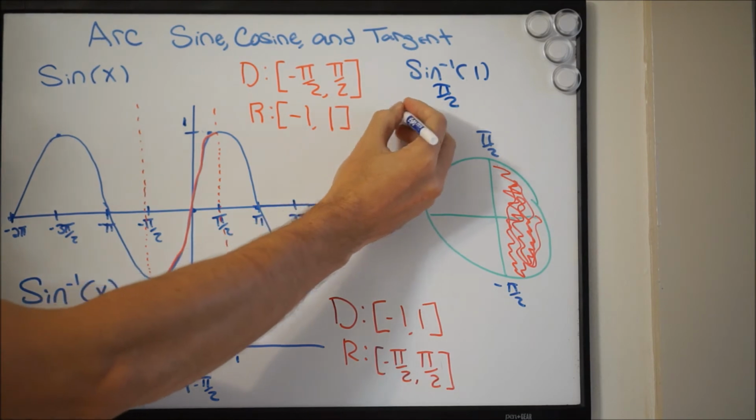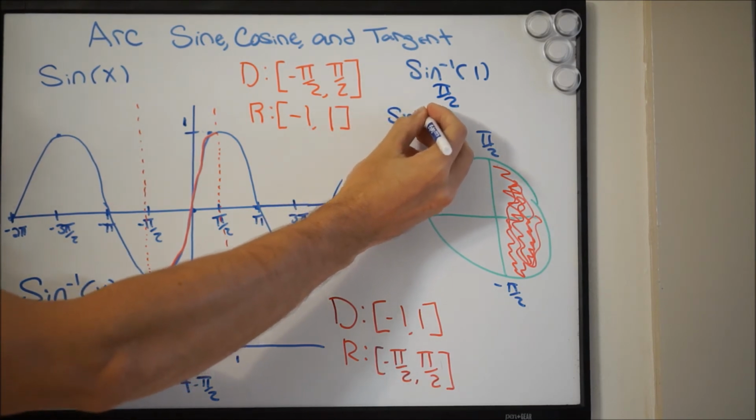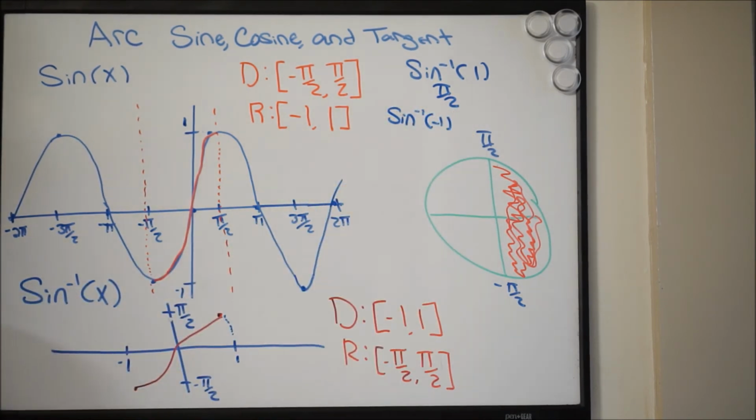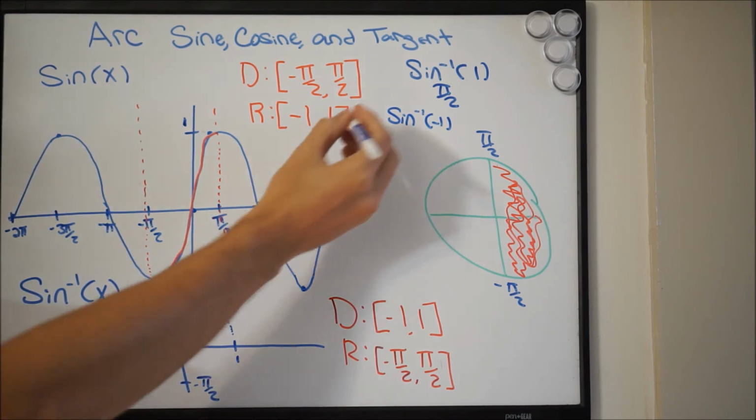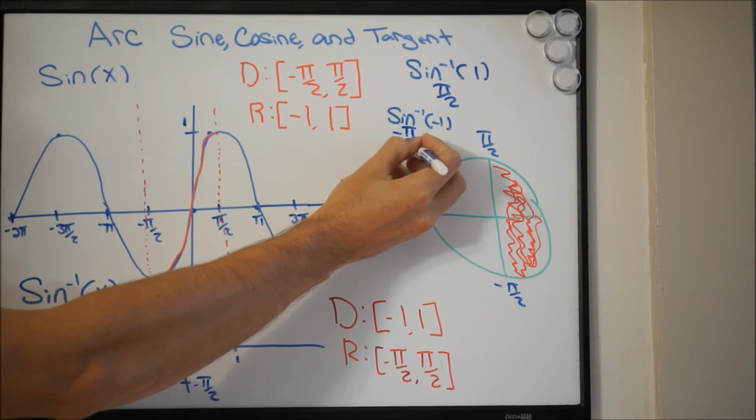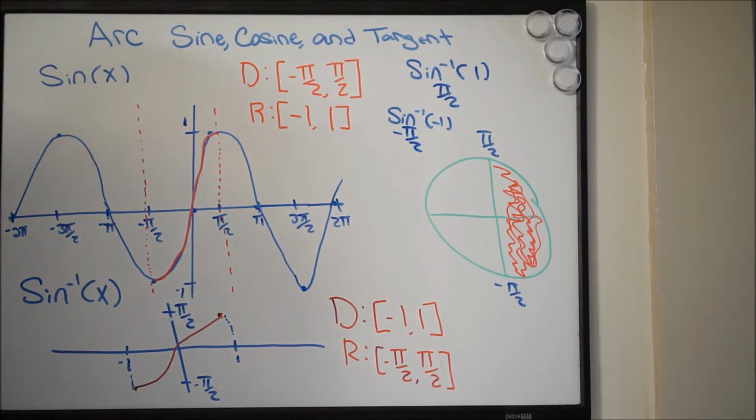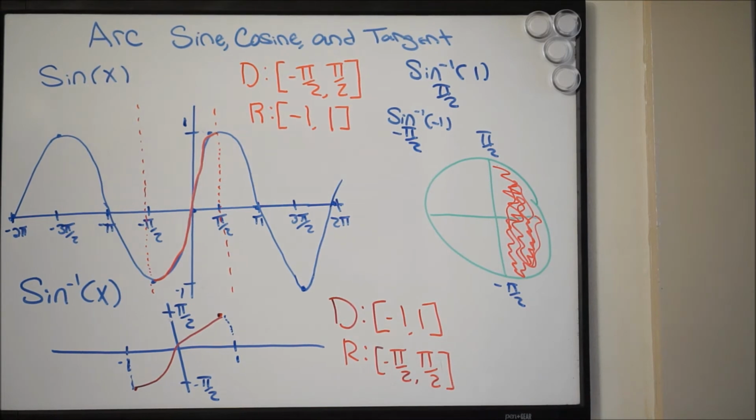Well, do it in reverse. What is arc sine of negative 1? So again, let's try it over here. Negative 1. Oh, negative pi over 2. Okay, so that is arc sine. Let's move on to arc cosine.